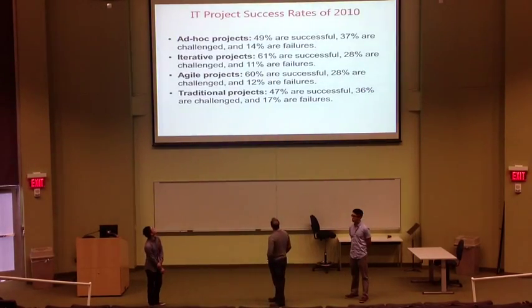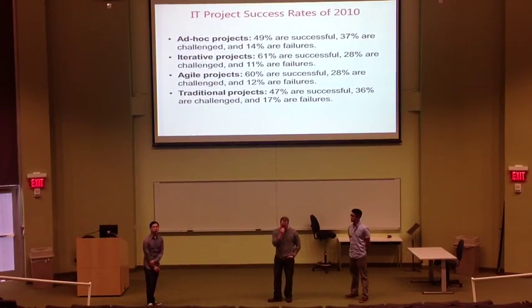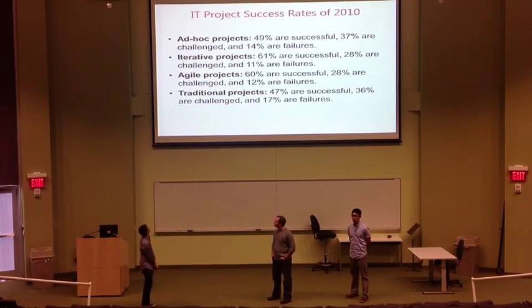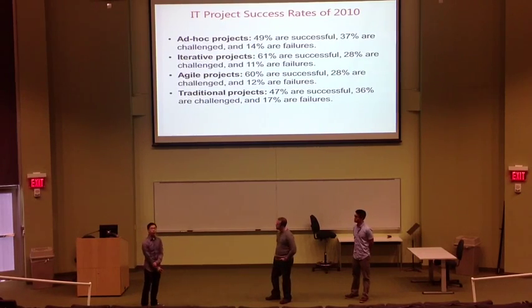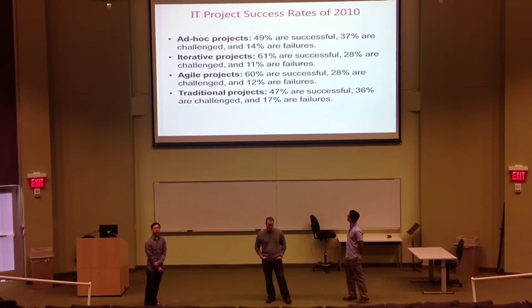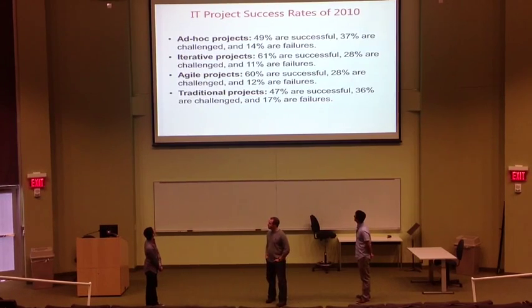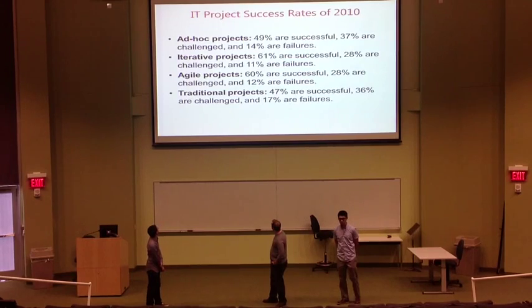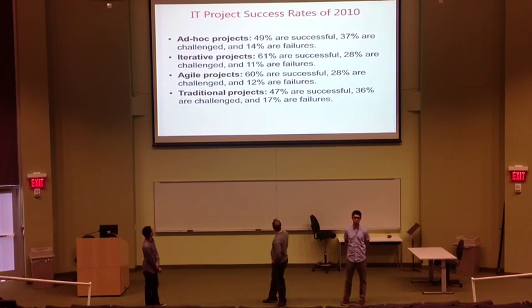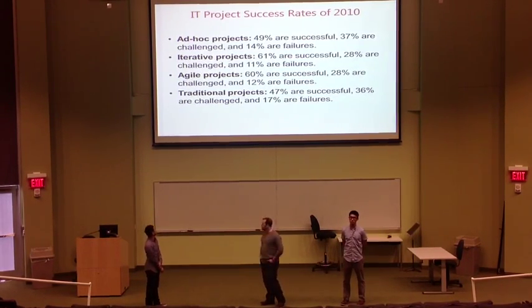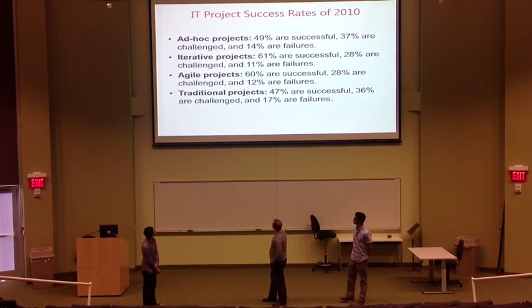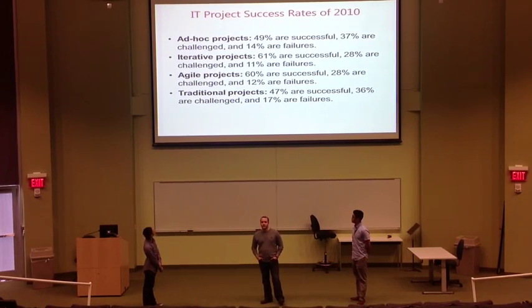Let's take a look at the IT project success rate of 2010. As you can see, the ad hoc project has a 49% success rate, and the next one is the iterative project, which has a 61% success rate. Agile projects have 60%, and the traditional project has a 47% success rate.